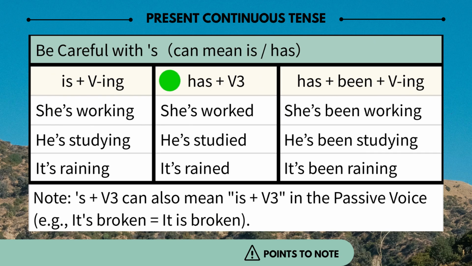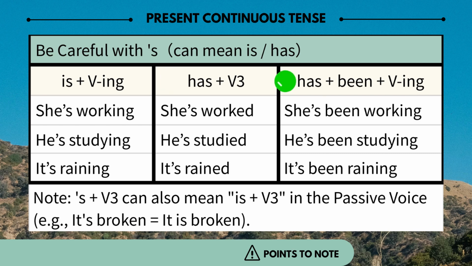Example sentences. She's worked here for 5 years. He's studied English for a long time. It's rained all day. So remember. S plus V3 means has plus V3.